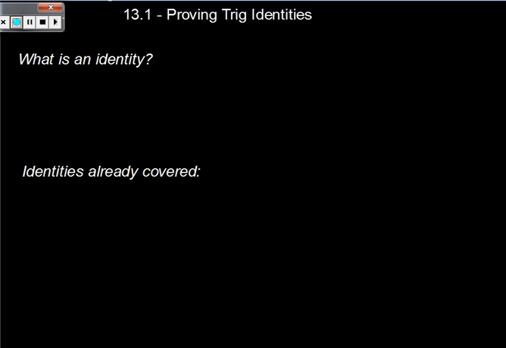Okay, so today we're going to start talking about section 13.1 from your textbook, which is proving trig identities. So today we're just going to talk about manipulating identities and starting to simplify using things that we already know. So first of all, we have to talk about what is an identity. So an identity is an equation that is true for all values of the variable.